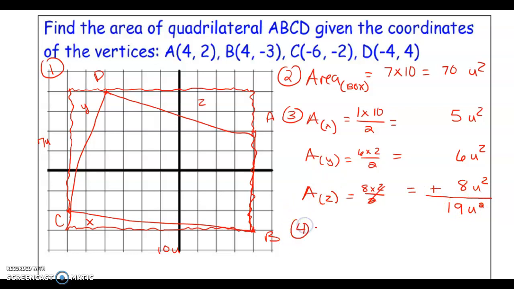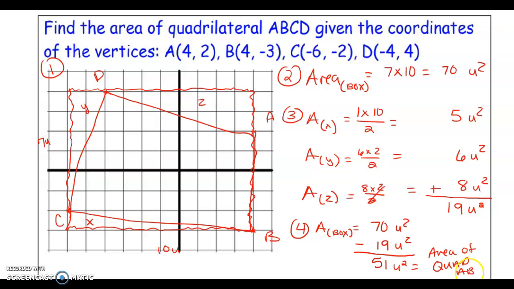So for step 4, I take the area of my box, and I'm going to subtract out the areas of my extra polygons, and that's going to be the area of quadrilateral ABCD. And that is the box method, guys, in 4 easy peasy steps. Let me know if you have any questions.